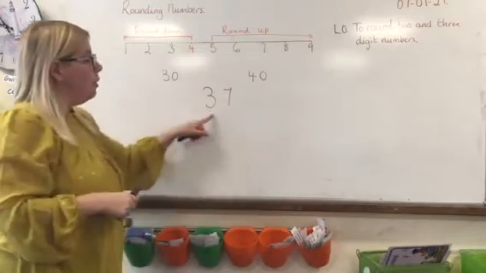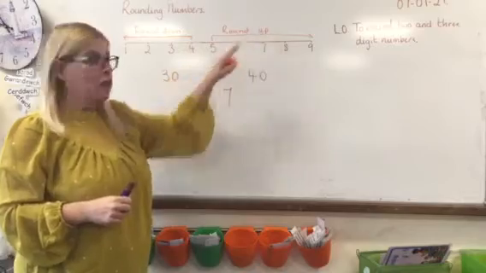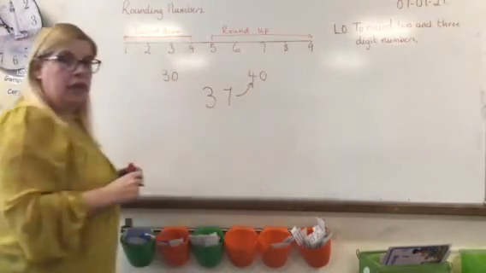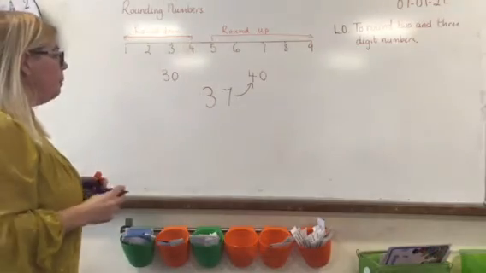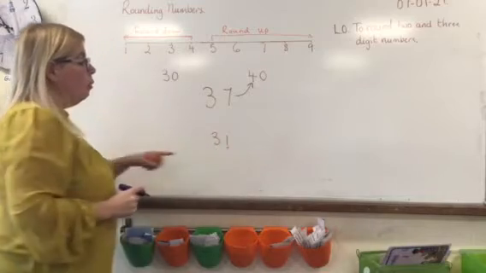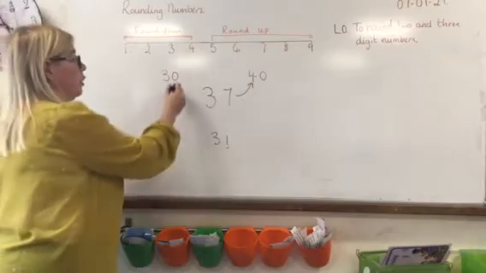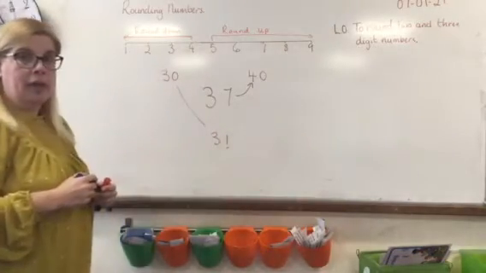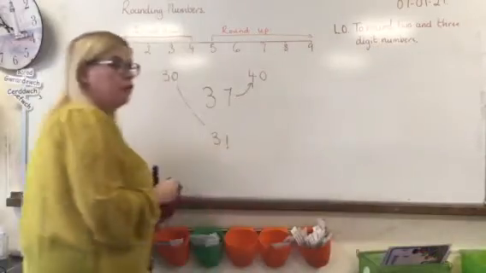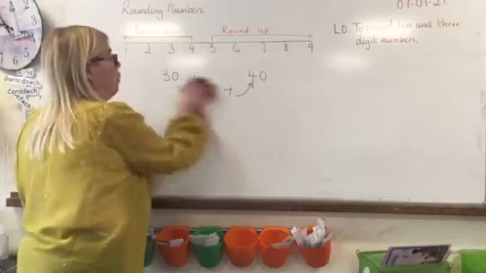So if we have the number 37, 7 comes under the round up section, so we have to round up to 40. But if we had the number 31, the number 1 comes under the round down section, so we'd have to round down to 30. And that is rounding to the nearest 10. So we have to remember to always look at the end number to work out where we need to go.